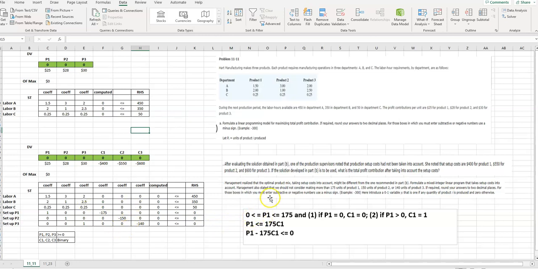So first of all, note that it goes further to say here that for this production cycle, management also stated that we could not consider making more than 175 units of product 1. So as I look at P1, the decision variable, P1 has to be a value between 0 and 175. Then I say further, if P1 is equal to 0, meaning I don't make any of product 1, then the cost associated, or the setup cost C1, will also be equal to 0.